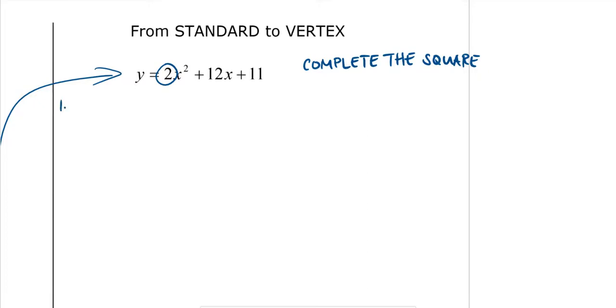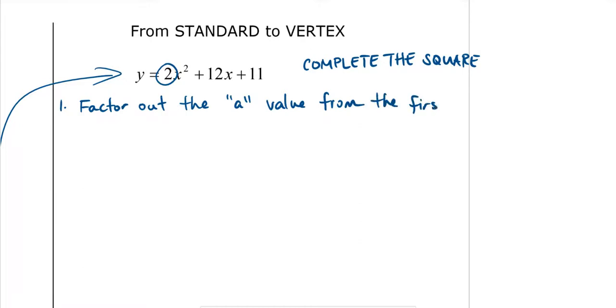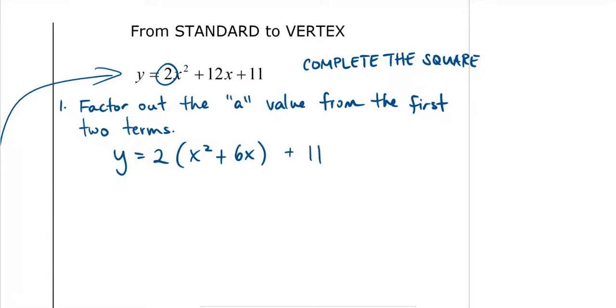You're going to factor out the a value from the first two terms. Okay, so y equals 2 times x squared plus 6x. So I just factored out the a value from the first two terms. The plus 11 stays as plus 11 outside this bracket.